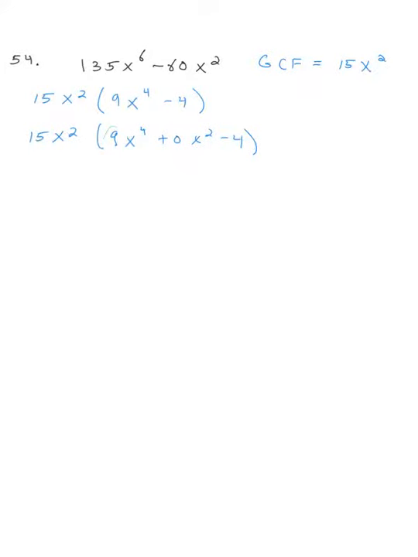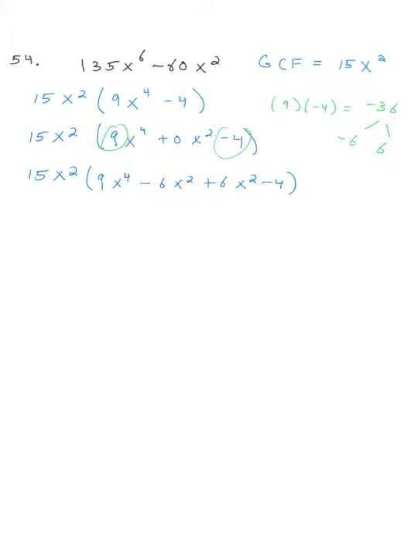I'm going to take the 9 and the negative 4, multiply to give me negative 36. So I need two factors that multiply to negative 36, add to 0. Okay, that's going to be negative 6 and positive 6. What we have is 15x squared. Inside I'll write 9x to the 4th, I'll put negative 6x squared plus 6x squared minus 4.